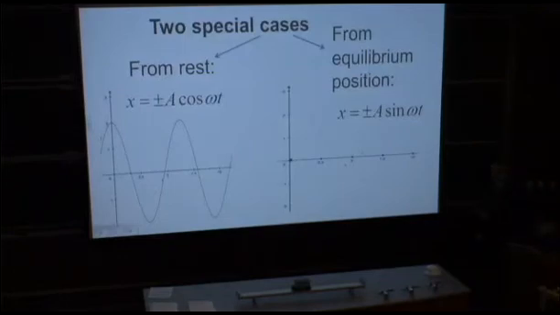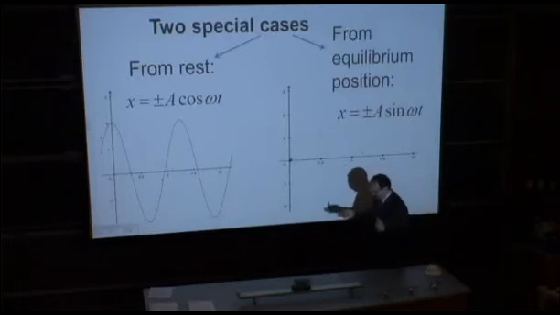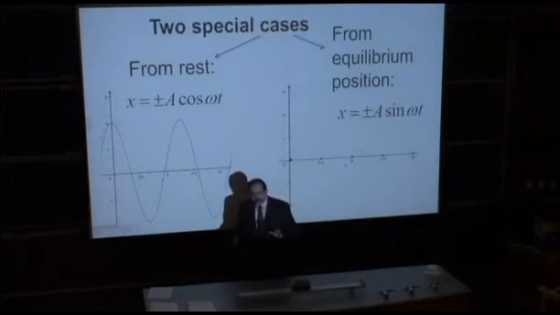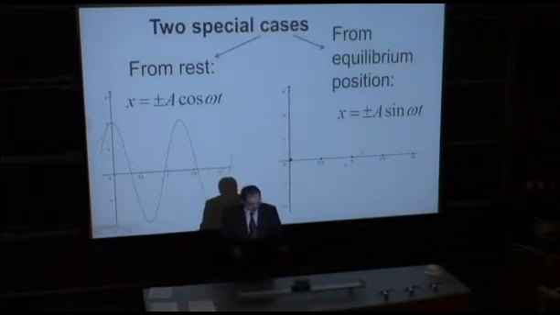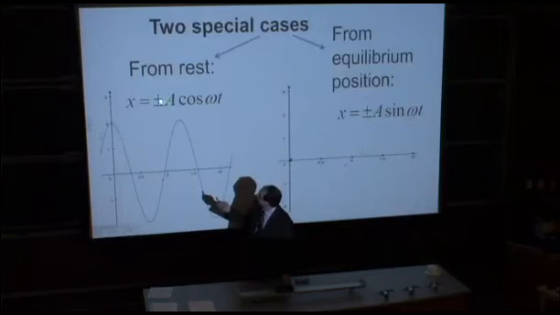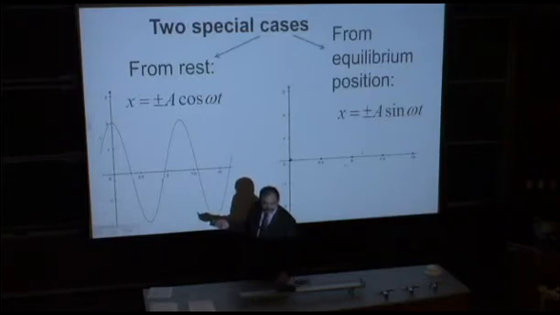These are two distinct specific situations which we're going to talk about. Number one, an object is released from rest. In this situation, well, it's either cosine or, if we release it from the opposite side, negative cosine. Initial speed is 0. Initial position is equal to the amplitude.